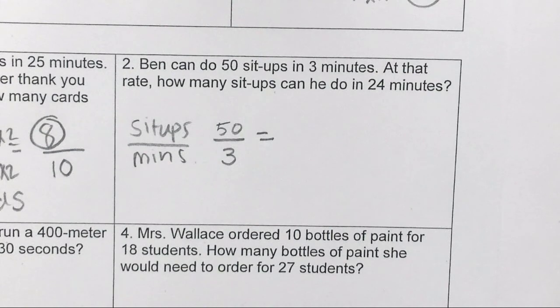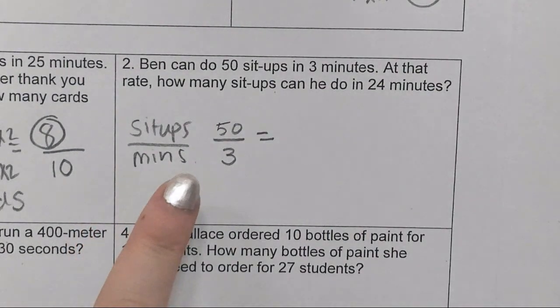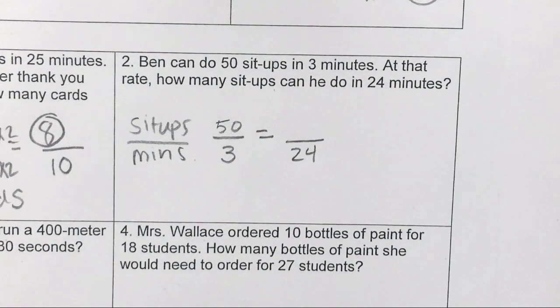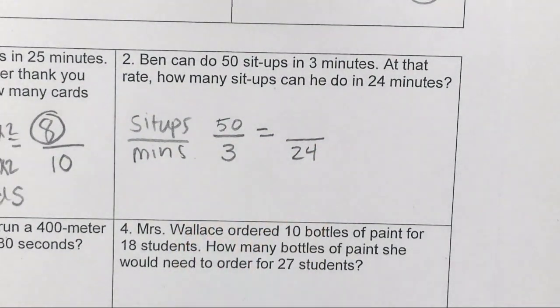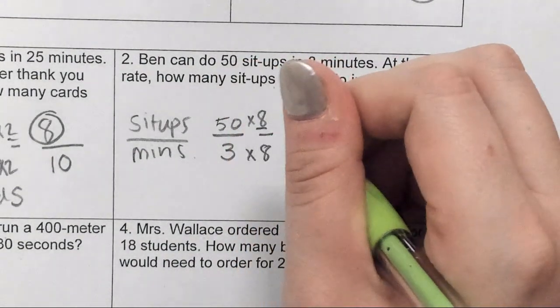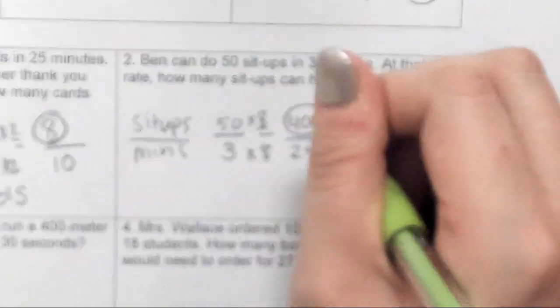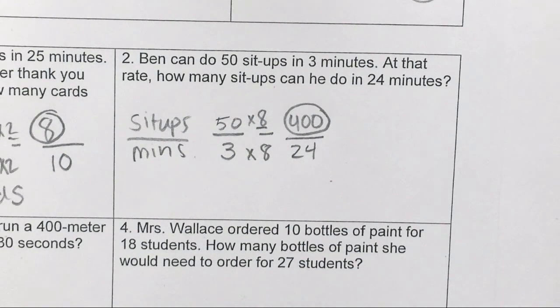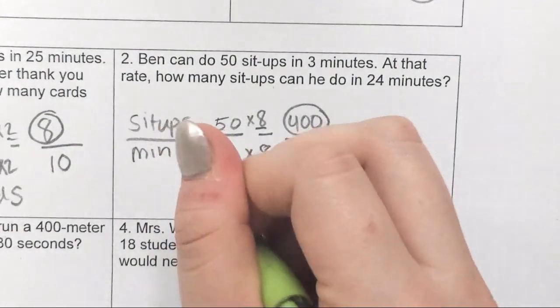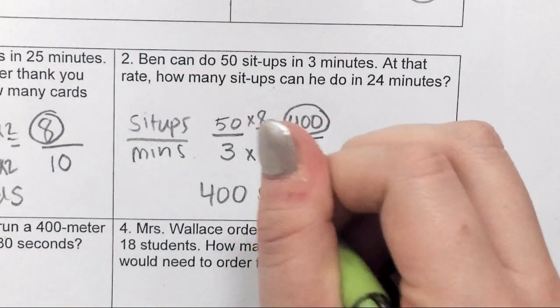Okay, so now I'm going to put in the question has the 24 minutes. And the minutes, see, we put them on the bottom. So I'm going to put 24 minutes on the bottom. So now I'm going to ask myself, what can I multiply 3 by to get to 24? And that's times 8. So 50 times 8 is 400. So my solution is 400, and then I go back to my first fraction, it says sit-ups. So my answer is 400 sit-ups.